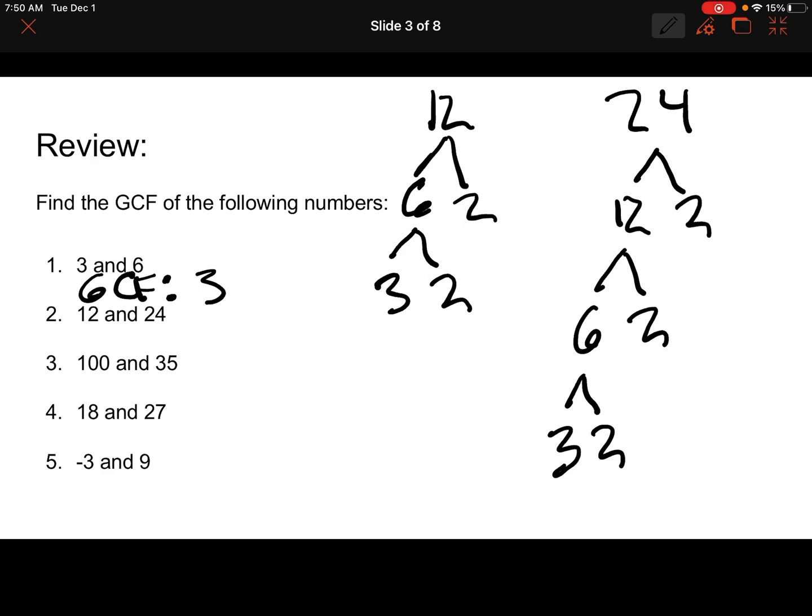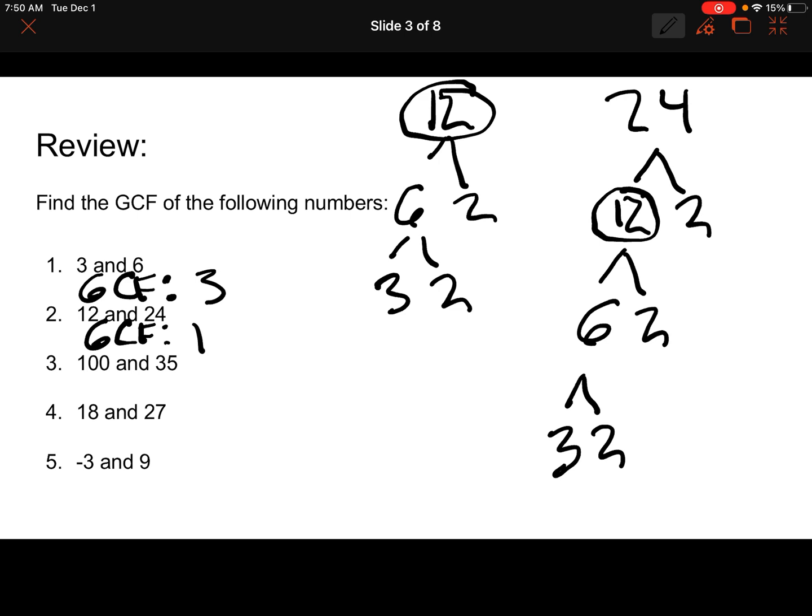So what's the greatest common number these two tree diagrams share? Well, it's 6, right? Oh, no, it's not. I'm crazy. Sorry. The greatest common factor that these two share is 12, and if we look over here, we see a 12, because 24 divided by 12 is 2. We also see a 12 originally, and obviously 12 divided by 12 is 1. So our GCF of 12 and 24 is 12.